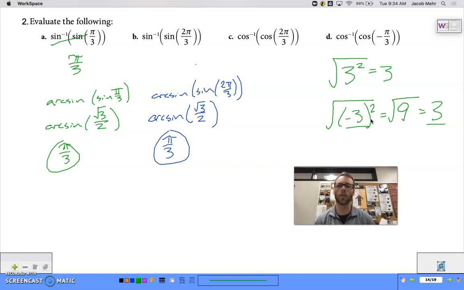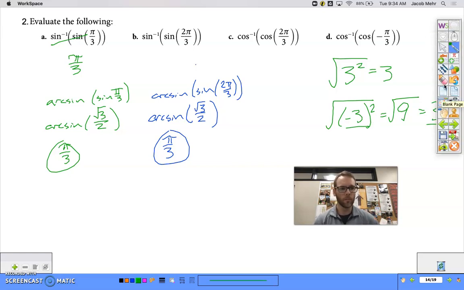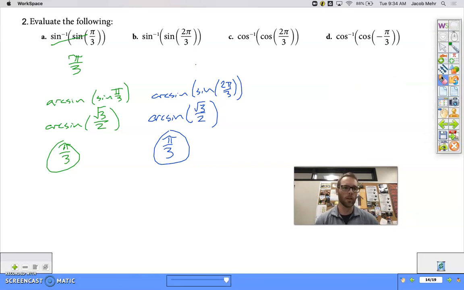You have to be very careful about domains and ranges when working with inverses. So let this be a warning to you. You cannot just assume that they're going to cancel out. Sometimes is that going to happen? Yes. When is that going to happen? When this angle is where it belongs on part of our circle. So for arc sine, this angle has to be an angle from negative pi over 2 to pi over 2. This one was not, so we didn't end up back where we started. All right, let's go to the next one.